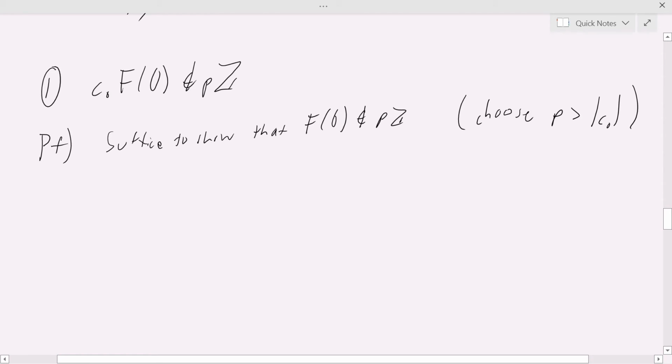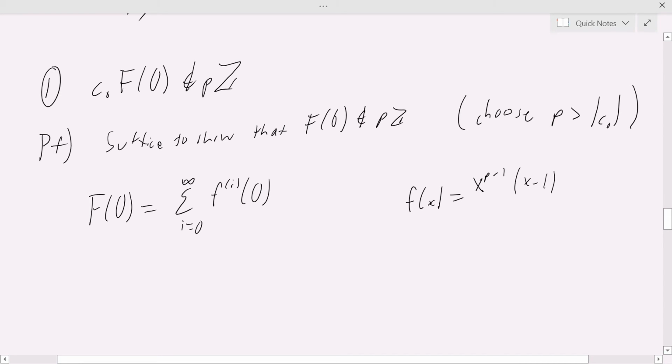All right, so let's compute what is F of 0. Well, let's remember, by definition, this is the infinite sum, i equals 0 to infinity, of all the derivatives of little f evaluated at 0. Where again, remember, this little function f here is x to the p minus 1 times x minus 1 times x minus 2, all the way to x minus n, and those x minus somethings are all raised to the power p. So we just factor that exponent of p outside.